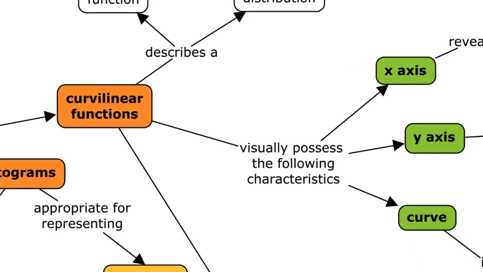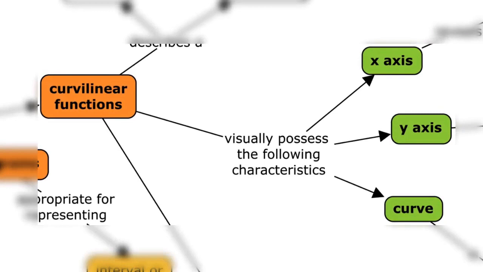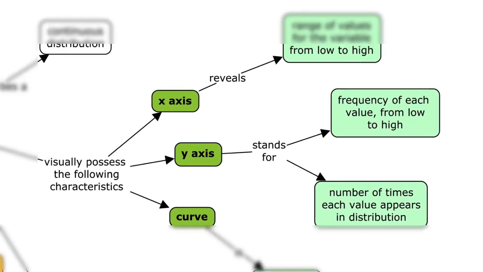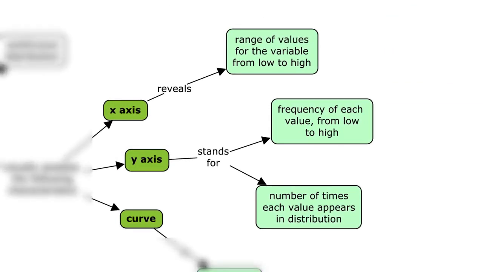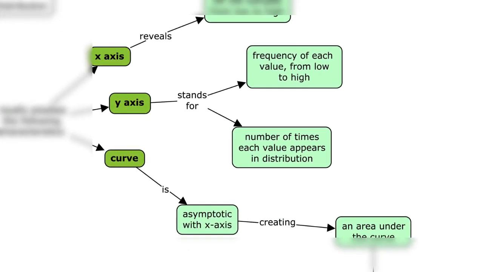As I'm hoping you will recall, visually speaking, your curvilinear functions have to have three components to them. There must be an x-axis, there must be a y-axis, and of course, there has to be the curve. The x-axis is important because it reveals the range of values for the variable, and they are typically arranged from lowest to highest. In the case of the y-axis, it's important to include because it stands for the frequency of each value, again, from lowest to highest.